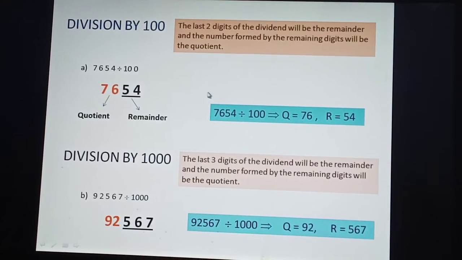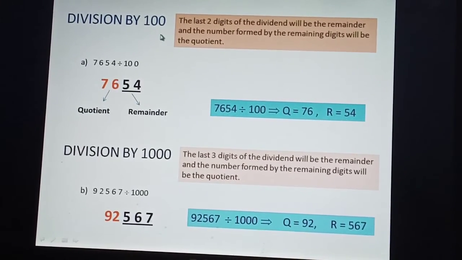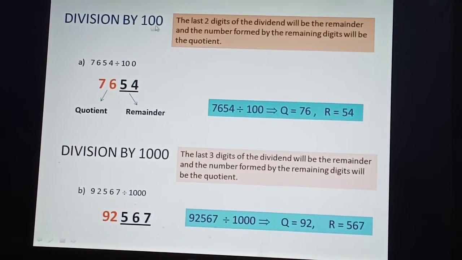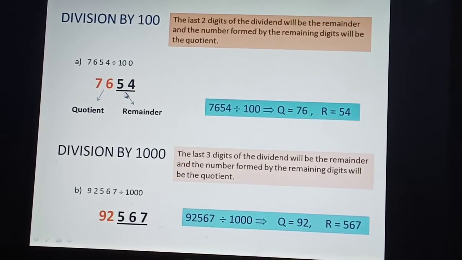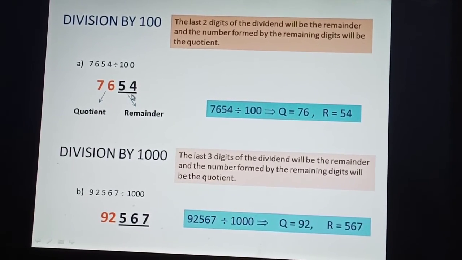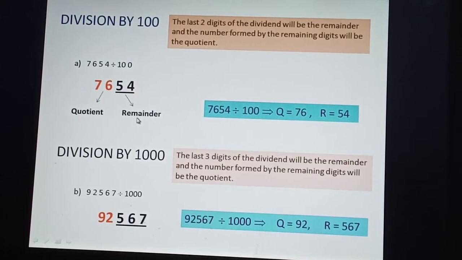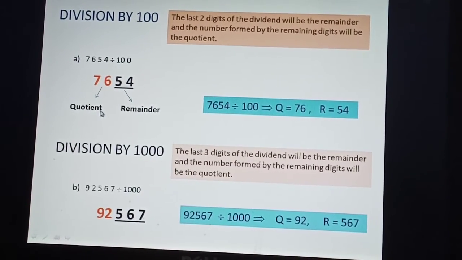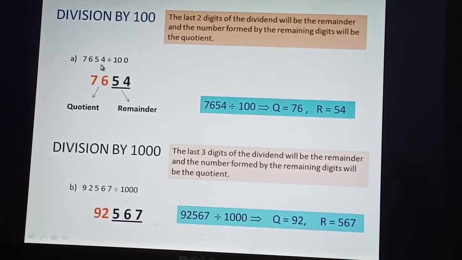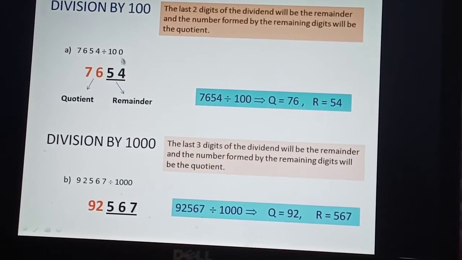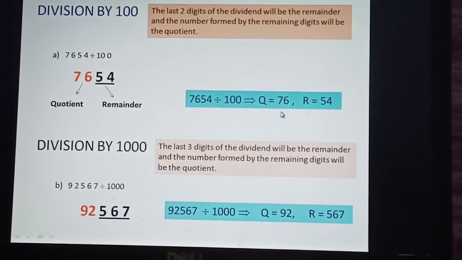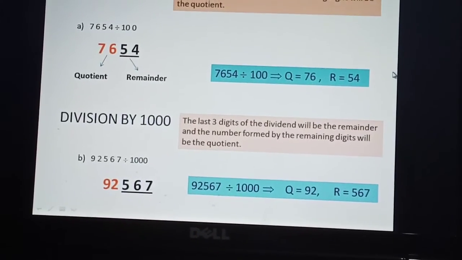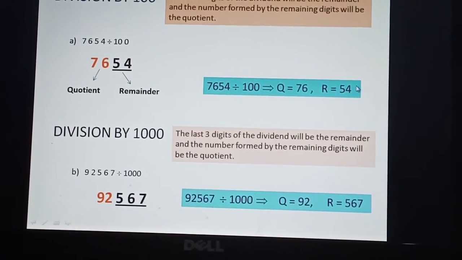In same manner, we can perform division by 100. Just remember, as there are 2 zeros, we have to underline 2 digits. The underlined digits will form the remainder and the remaining digits will form the quotient. So, when we will divide 7654 by 100, we will get the quotient 76 and the remainder 54.